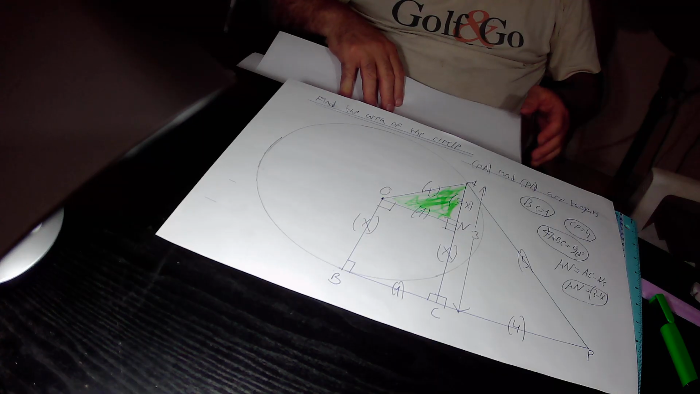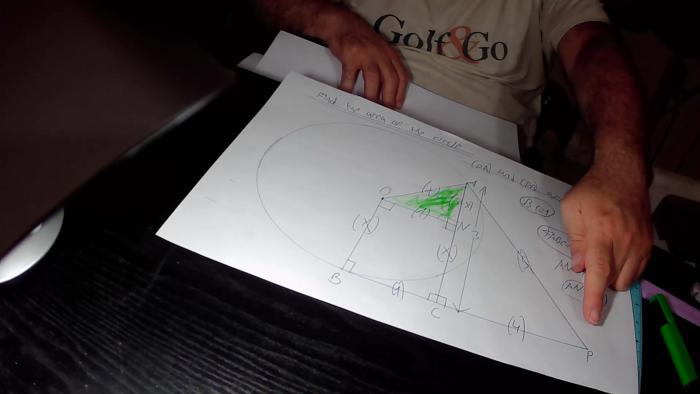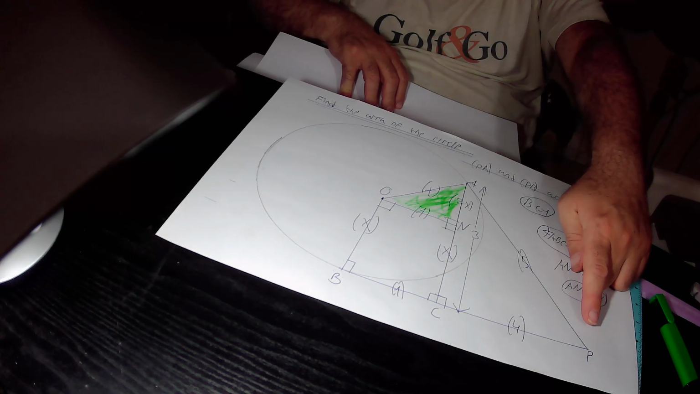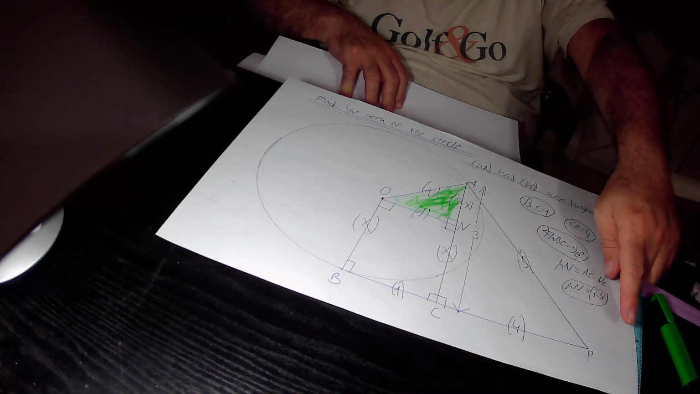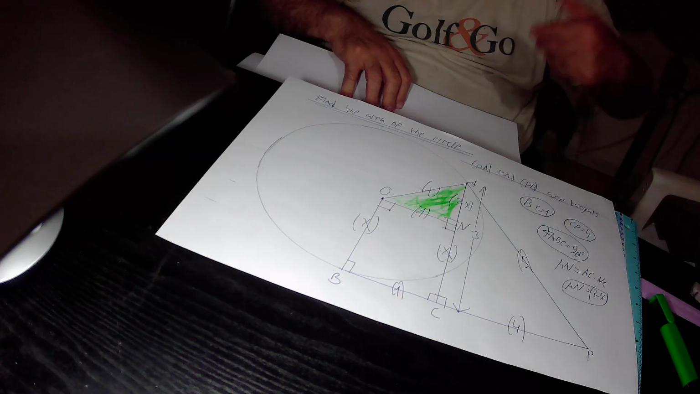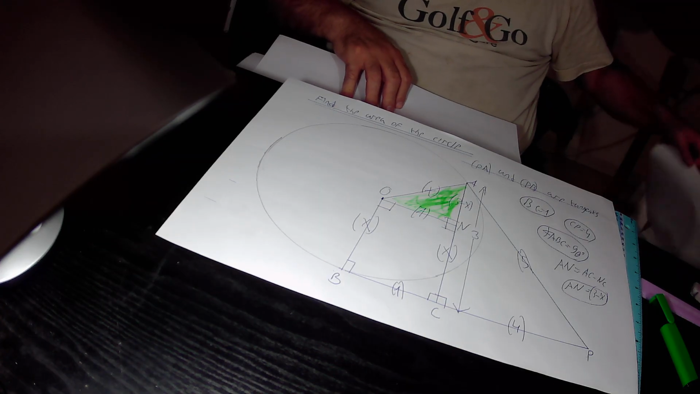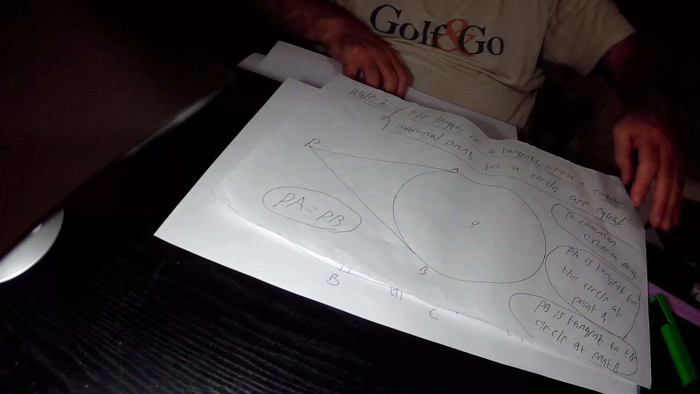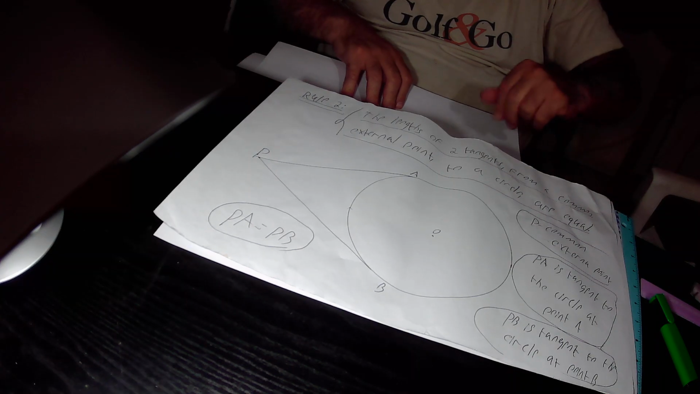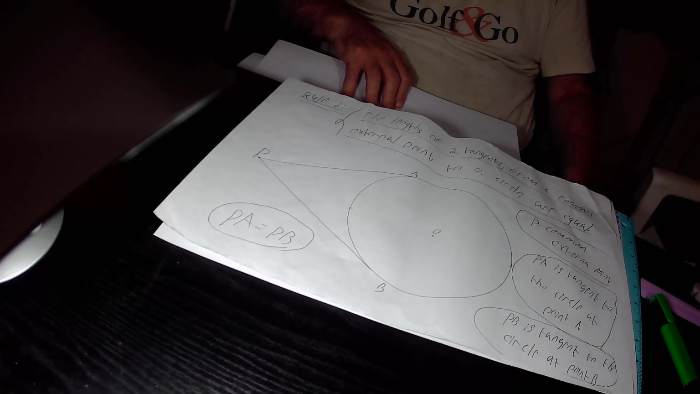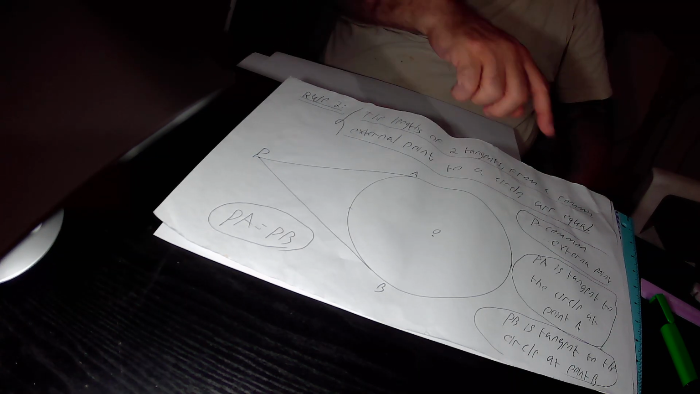First of all, if you focus on this common external point P, from this common external point P we have two tangents to this circle, tangent PA and tangent PB. And according to rule 2, they are equal to each other. Rule 2 says that the lengths of two tangents from a common external point to a circle are equal.